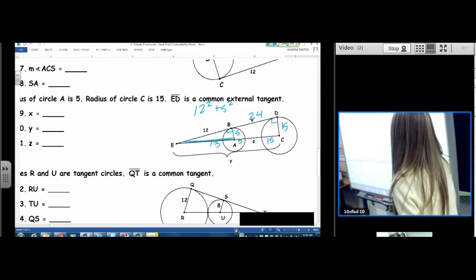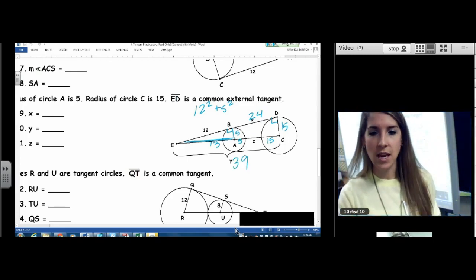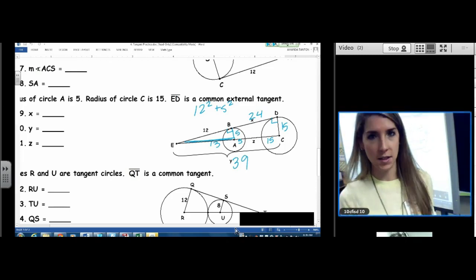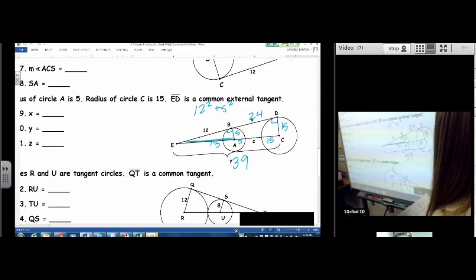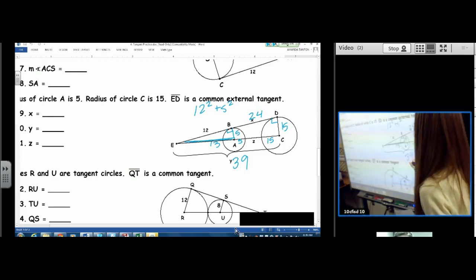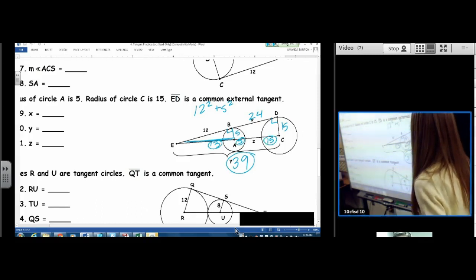So y is 39. Could we have set up proportions? 5 is to 15 as 13 is to y. Yes, we could have done that. But I'm using scale factor because it's pretty this time. To find z, we would just take this 39 and subtract this, minus this, minus this. And that would give us z.